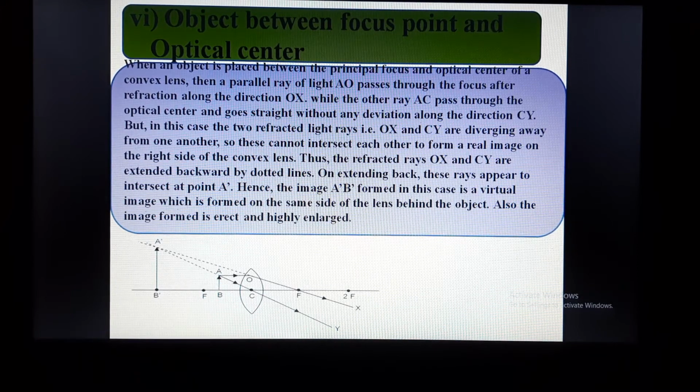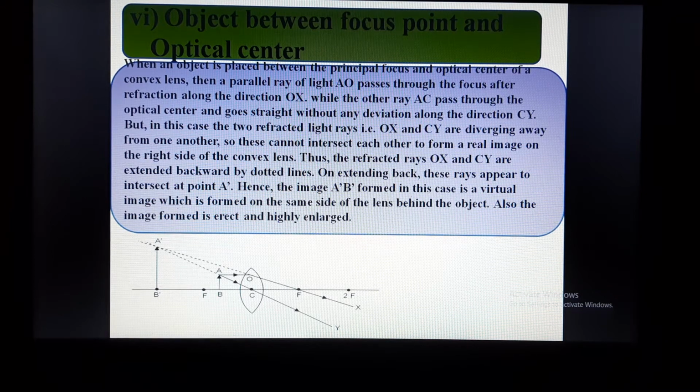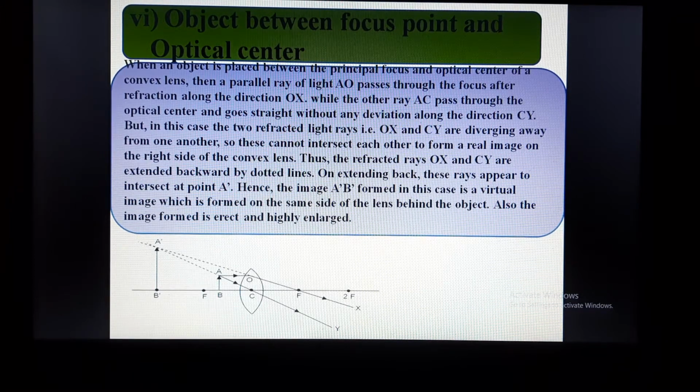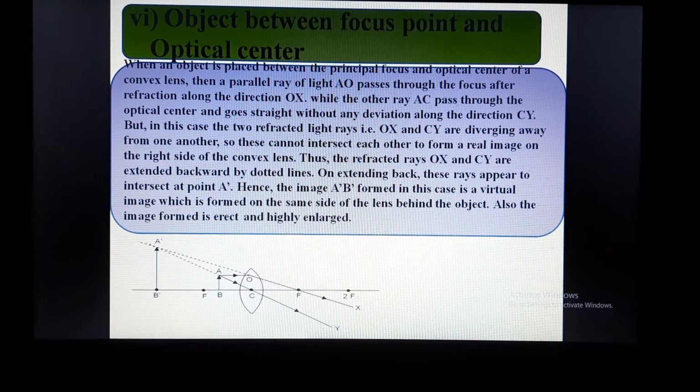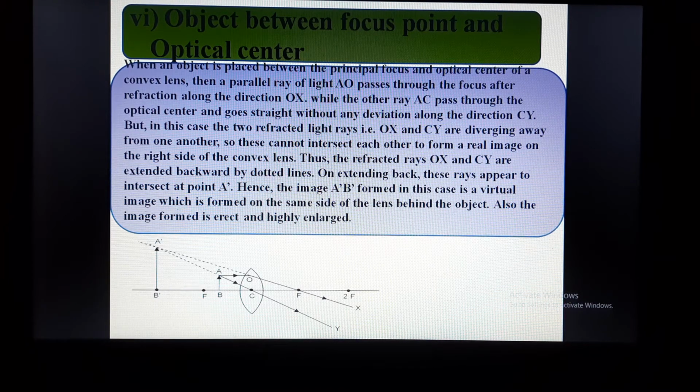But in this case, the two refracted light rays, OX and CY, are diverging away from one another. So they cannot intersect each other to form a real image on the right side of the convex lens.